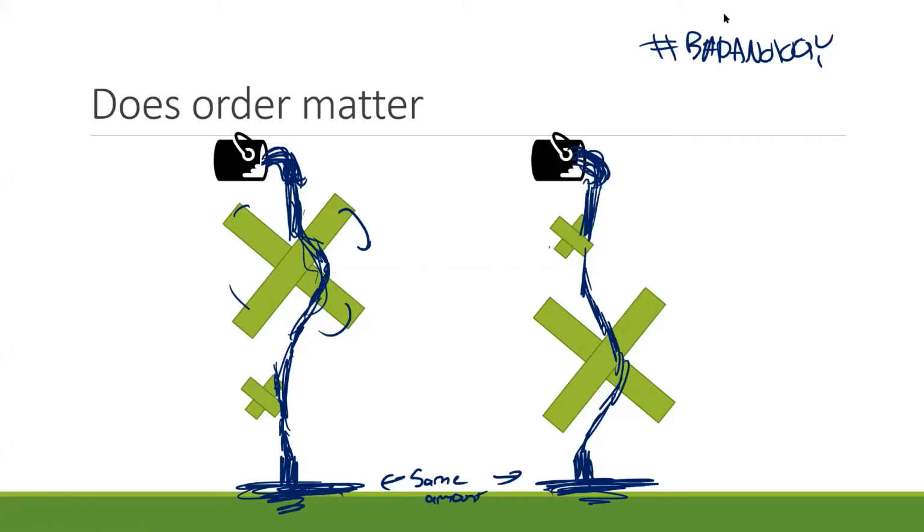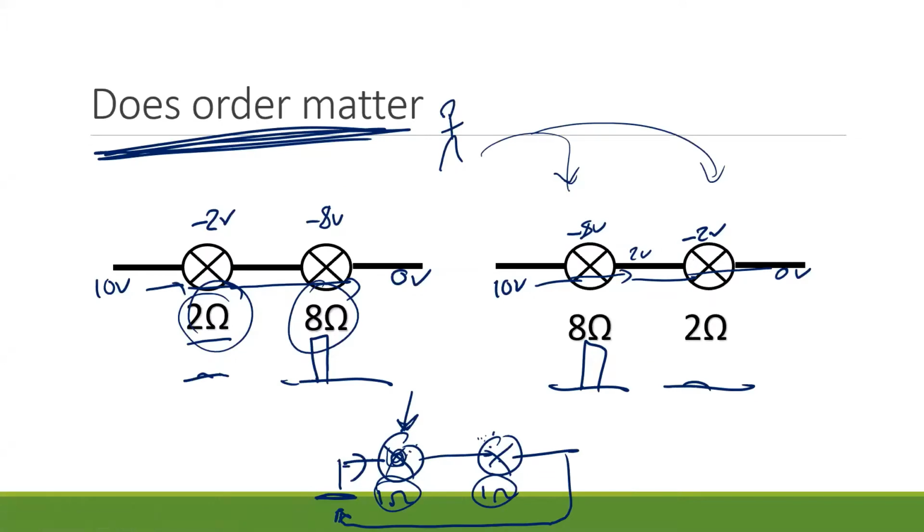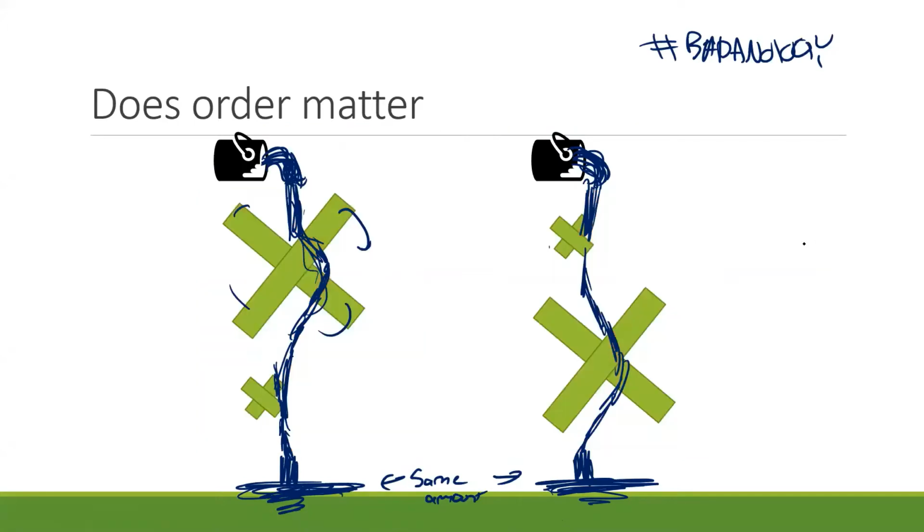Same way that it doesn't matter, going back here, whether the voltage gets used up by the 2 ohm or the 8 ohm resistor first. It's going to lose all its energy as it goes through the system. So it doesn't matter which one loses the energy first. It doesn't matter whether the big wheel or the small wheel uses the energy first, because all of the energy is going to be lost by the end. It's always going to end up at 0 volts at the end.